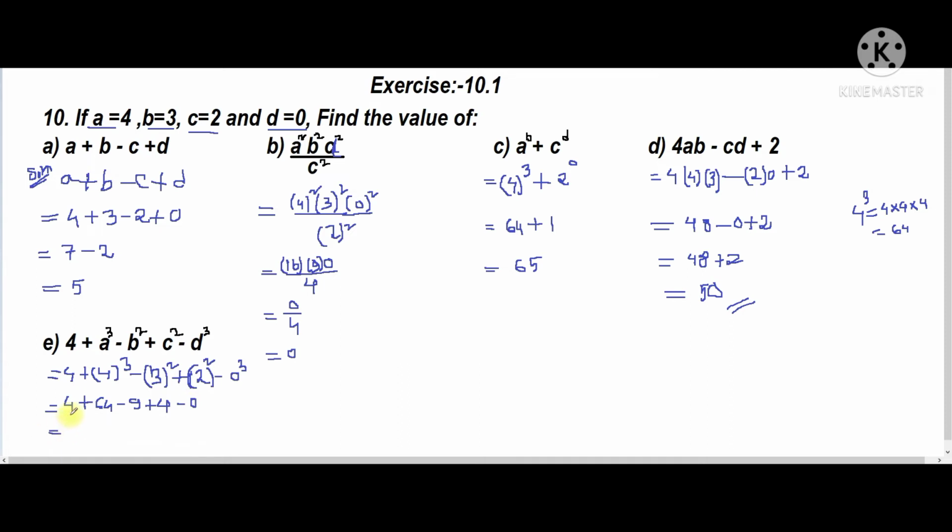Now we calculate two numbers. 4 plus 64 is 68. And then minus 9 minus 4 is minus 13, but we take the 5 and minus sign. So 68 minus 5 is 63. This is the answer of this question.